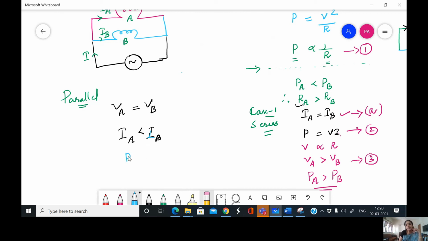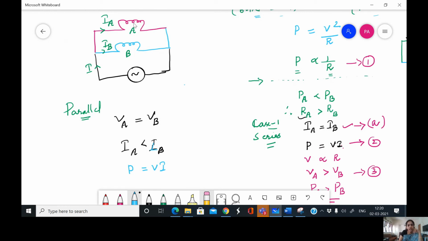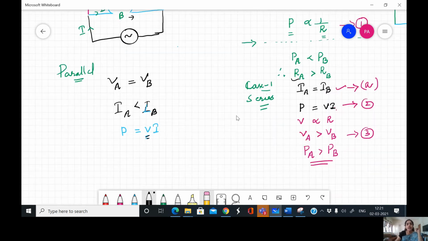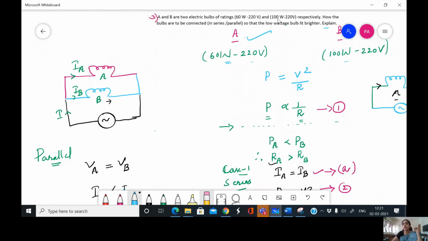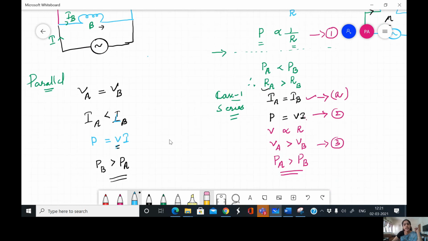Again, we know the equation for power. Power equals V into I. Now, both the bulbs, A and B, have the same voltage. V is the same, but current I is more for this bulb. That means power is more here. So we write PB greater than PA. PB means which bulb? It is given that the second bulb is the high wattage bulb. So which bulb has more power in parallel connection? The high wattage bulb is lighting brighter, or you can say has more power in parallel.